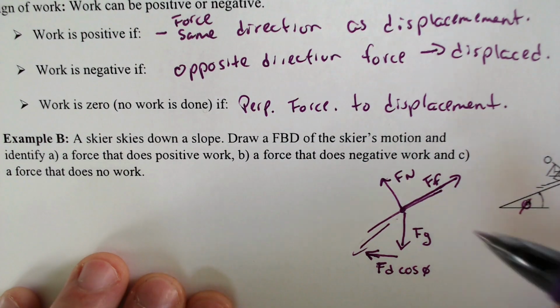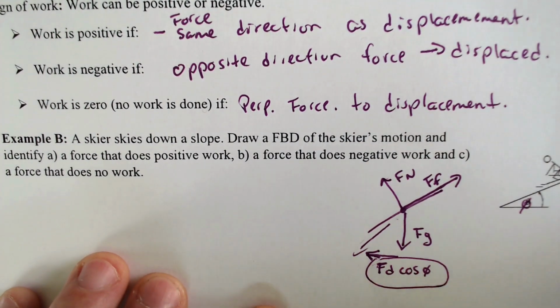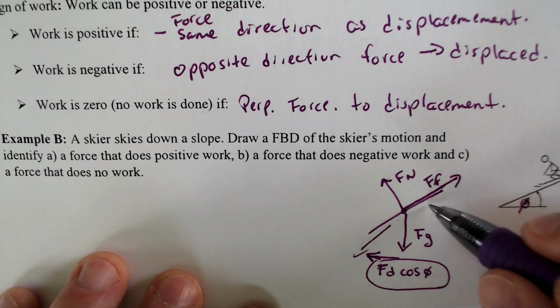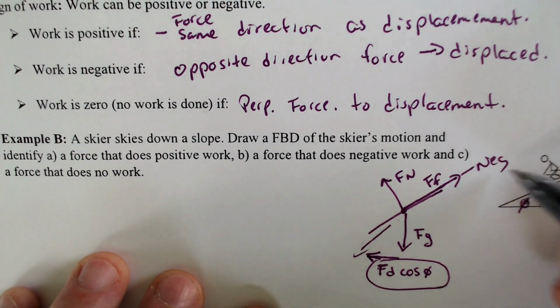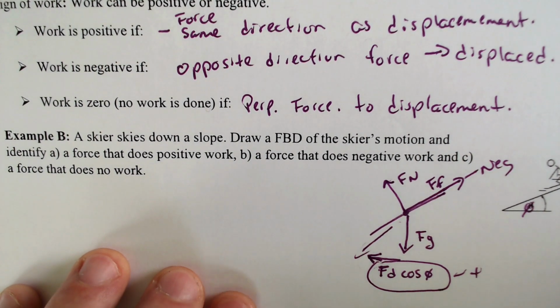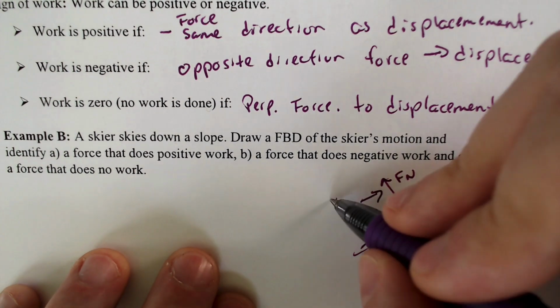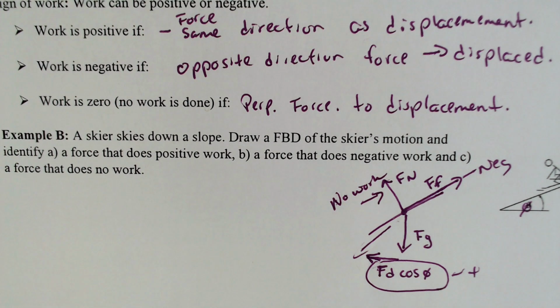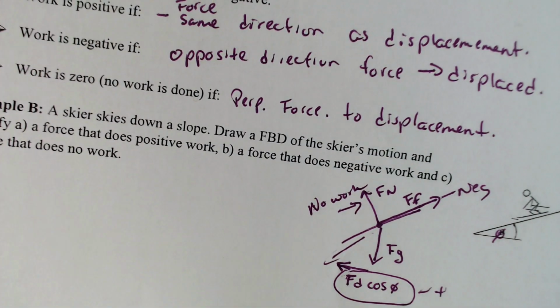What does positive work? The gravity would be doing the positive work, but only in the same direction as his motion. The force of friction would be doing negative work. This would be the positive work. And the force that does no work would be the normal force. All right?